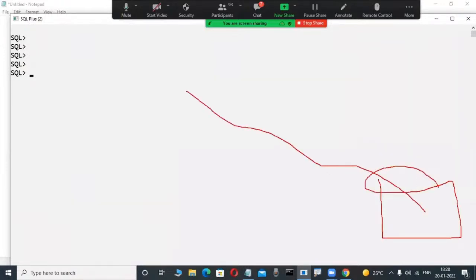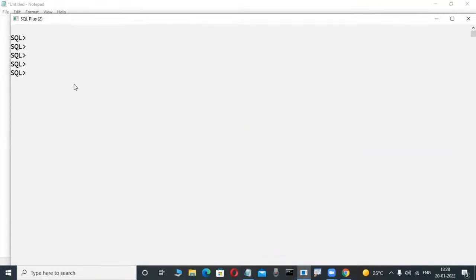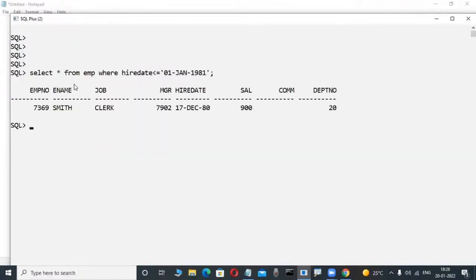To fetch this data, they write queries. These are called queries. Observe here: select star from table name where hire date is less than or equal to 1st January 1981, like this. Just by writing the query, the data is automatically displayed.